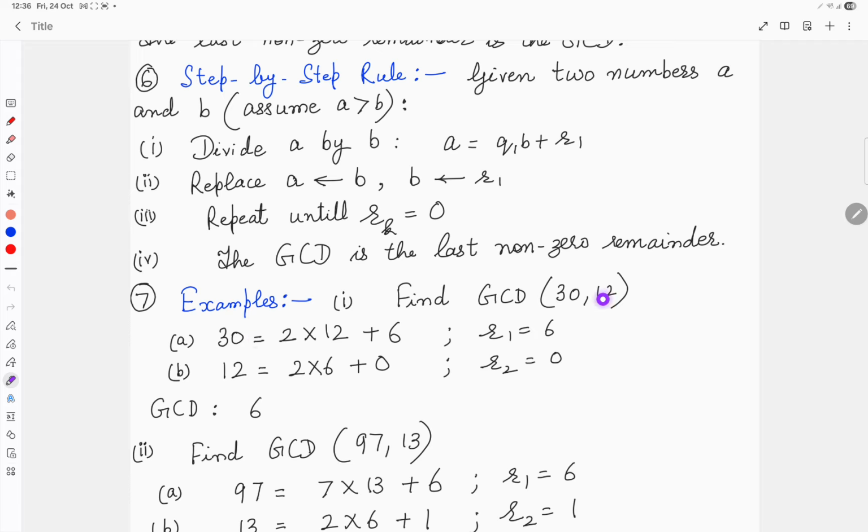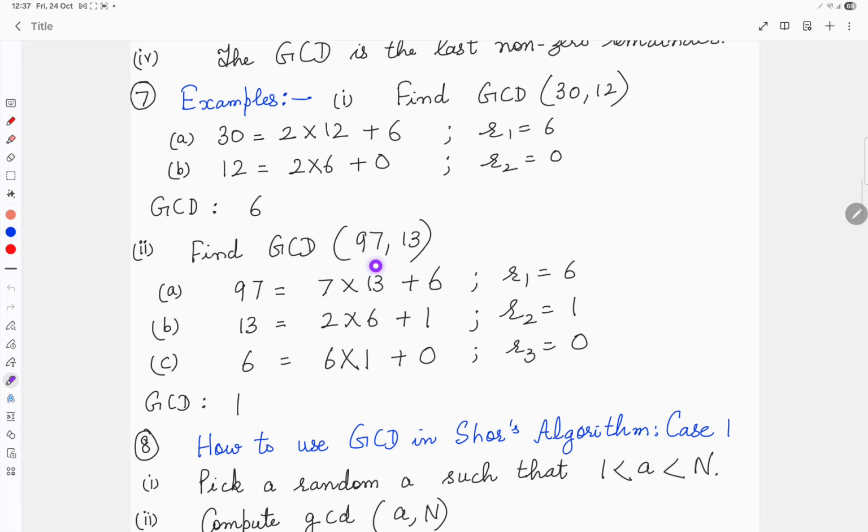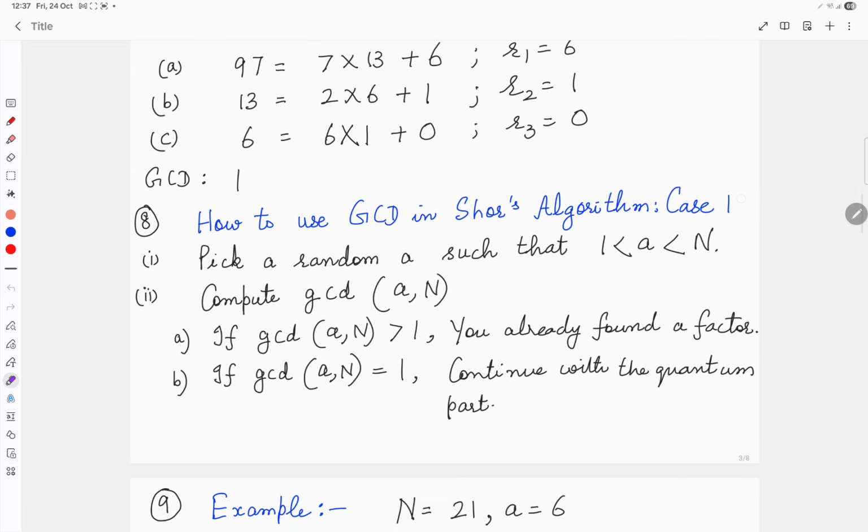After the first step of division, we have to replace a with b. So now in the next step our a will be 12 and we have to replace b with the remainder. So in the next step our a will be 12, our b will be 6. So again the same thing. In this case the remainder will come out to be 0. So what is GCD? GCD is the last non-zero remainder. So what is the last non-zero remainder? 6. So therefore the GCD of 30 comma 12 is 6. And in the same way we can find out the GCD for 97 comma 13 also.